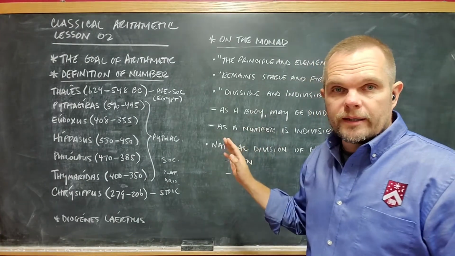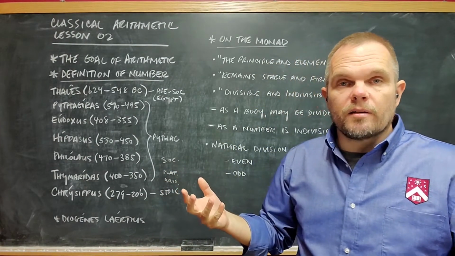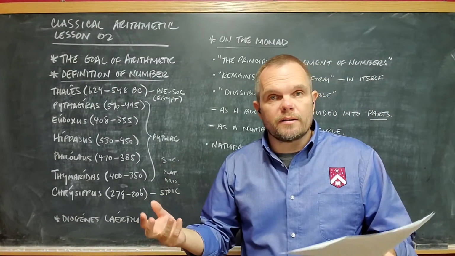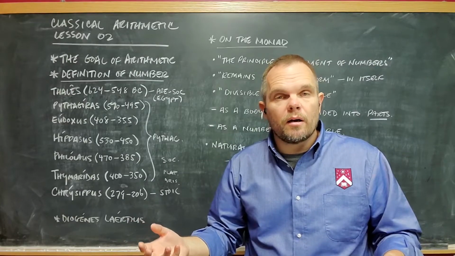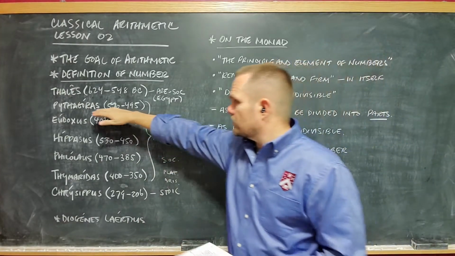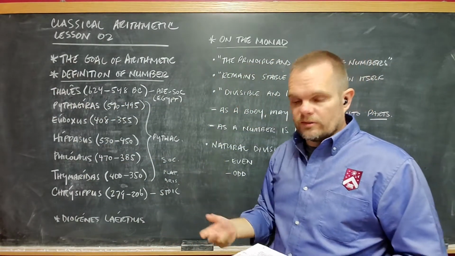And we'll learn more about that in a minute, but the monad is simply the idea of one. Okay, so number was defined simply as a collection of ones, or a collection of units. That's how Thales defined number, a collection of units. Very simple.